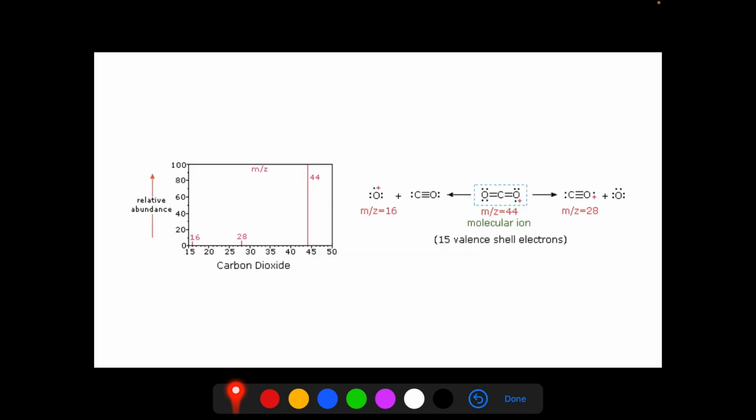In this case, this is the molecular ion, and this is also the base peak. It has an MZ ratio of 44, and the only fragment ions are this one, the CO, which has an MZ of 28, and this one, 16. That's why you can see here that the highest peak is the molecular ion with an MZ of 44, and also the fragment ions 28 and 16.